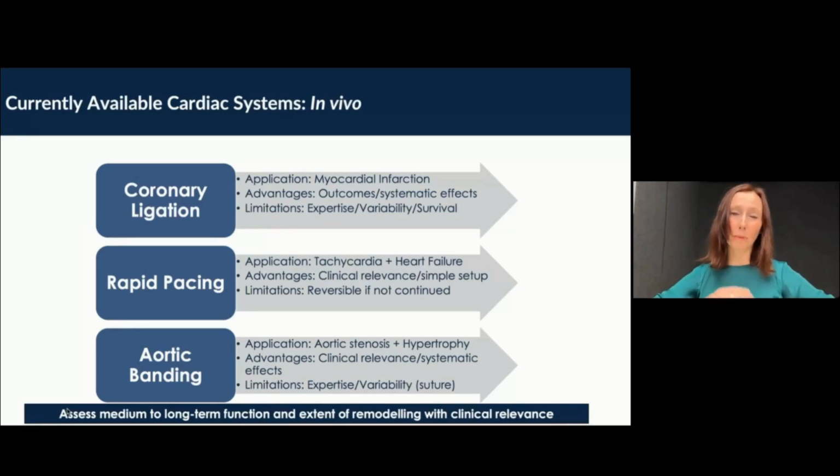from experiment to experiment. But obviously the real feature that sits across all these in vivo approaches is that it gives us the capacity to assess functionality in a much, much longer term. So we can see how our phenotype is adapting to our cardiac event. And it allows us to look at the extent of remodeling and provide that nice clinical relevance.